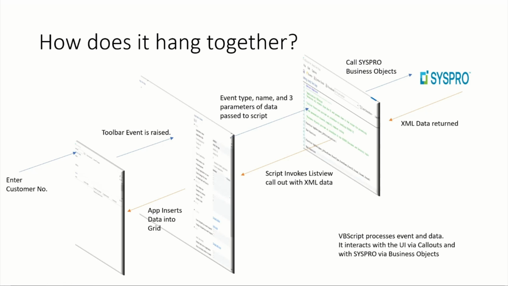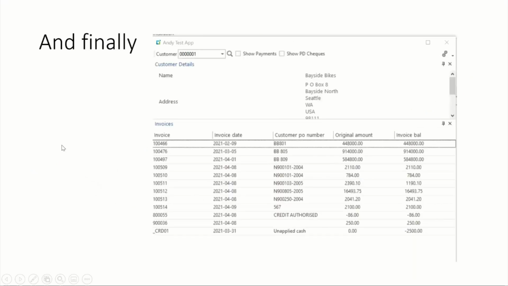Syspro will return that XML data. It will pass it into the VB script. The VB script will extract the data it needs, and it will insert the data either in the form or on the list view. And when it finishes that process, you would probably get something looking like this.